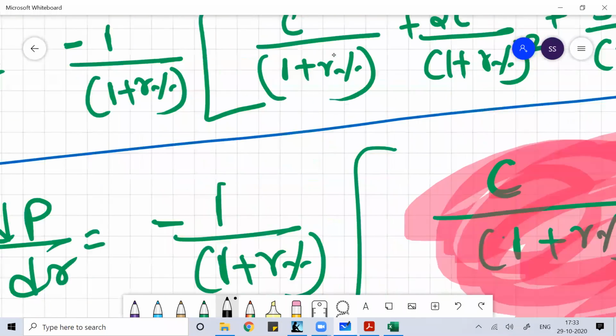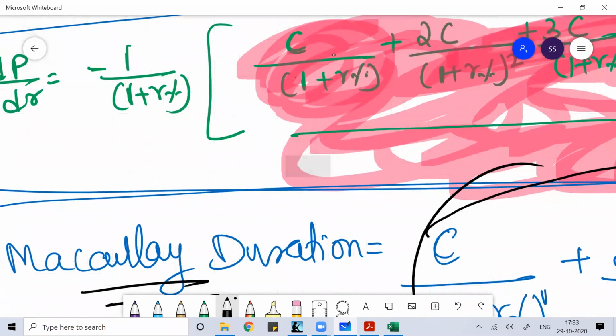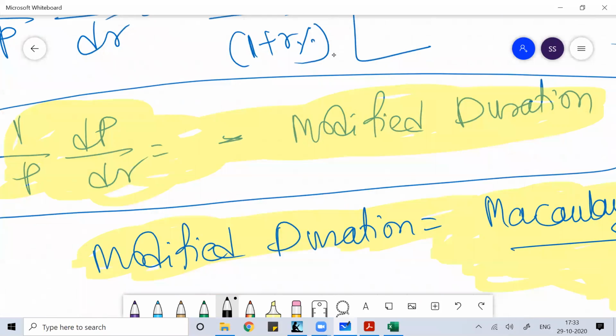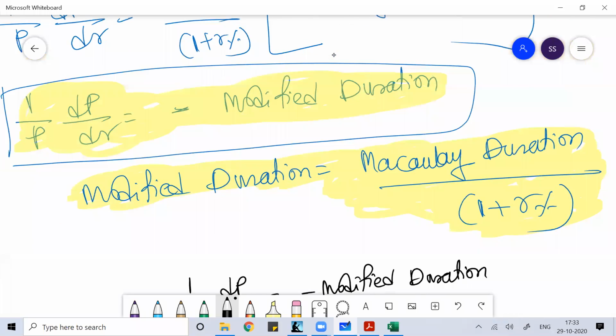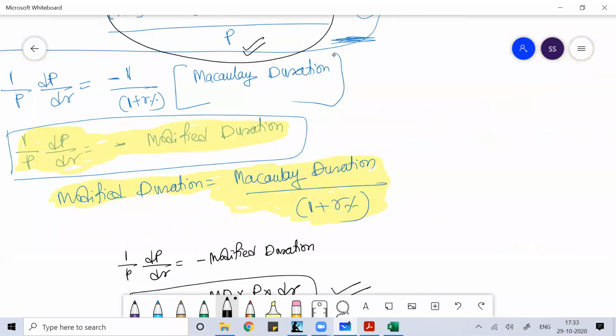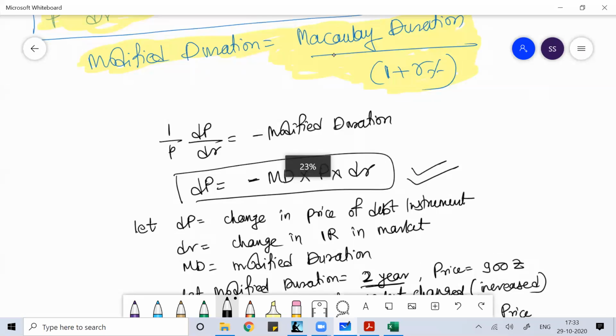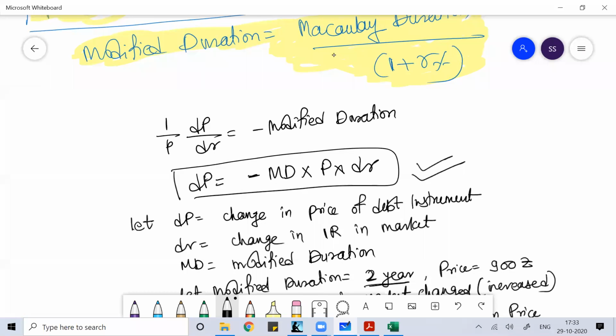If you want to measure the actual change mathematically, that is, if the interest rate changes by 1%, how much the price will change in the opposite direction, then you have to use this formula. When you use this formula, you will get the answer very easily.